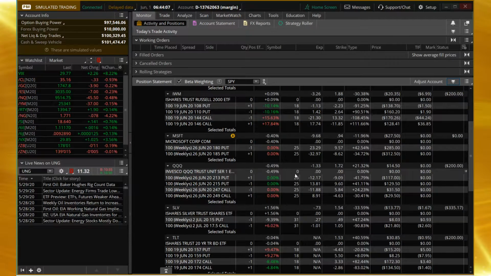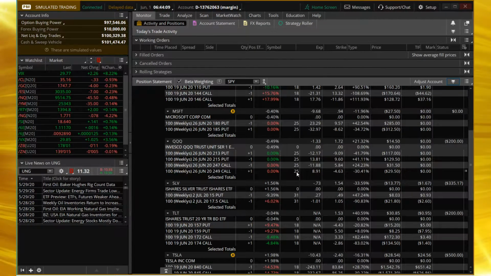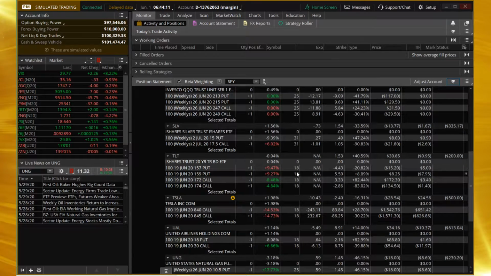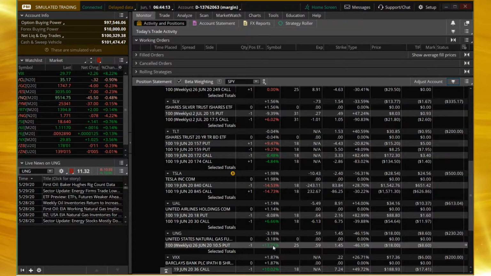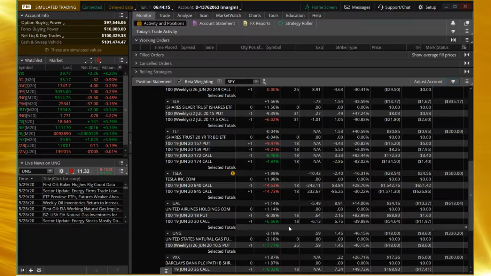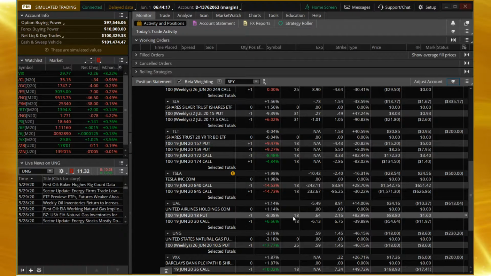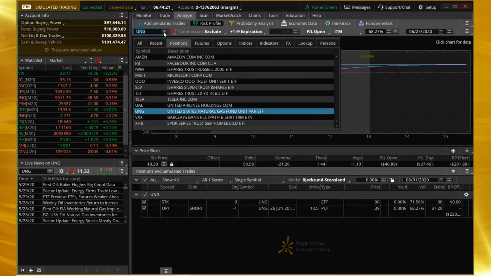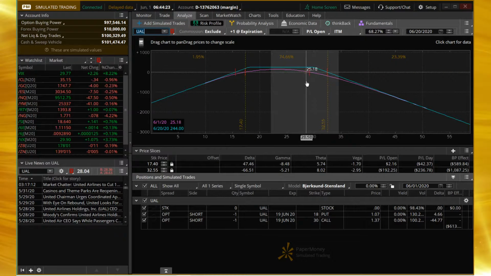And really, I'm only looking for the ones that have naked options. We've got UAL and we've got natural gas, right? So these guys here are potential rolling options, though when I looked at them, I'll show you here, risk profile, UAL. I'm okay with this one. 75% probability of ending up inside of my break-evens. I'm pretty happy with that.